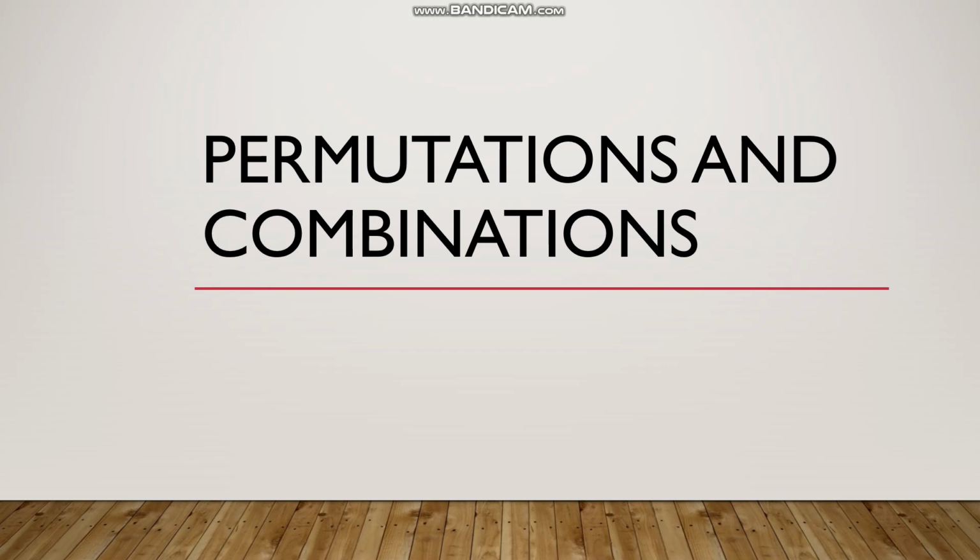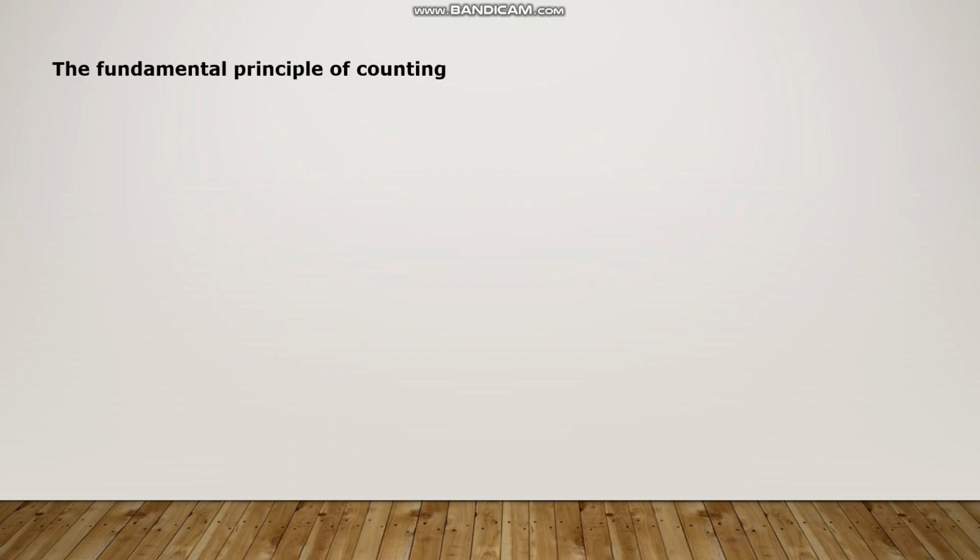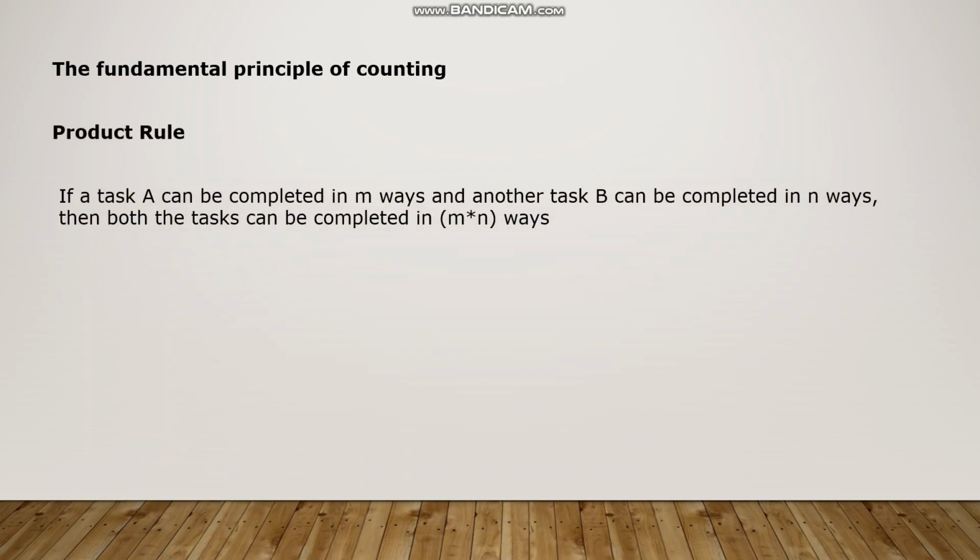This is a video about permutations and combinations synopsis. It starts with the basic idea, which is the fundamental principle of counting, which has a product rule which says if a task A can be completed in m ways and another task B can be completed in n ways, then both the tasks can be completed in m into n ways.